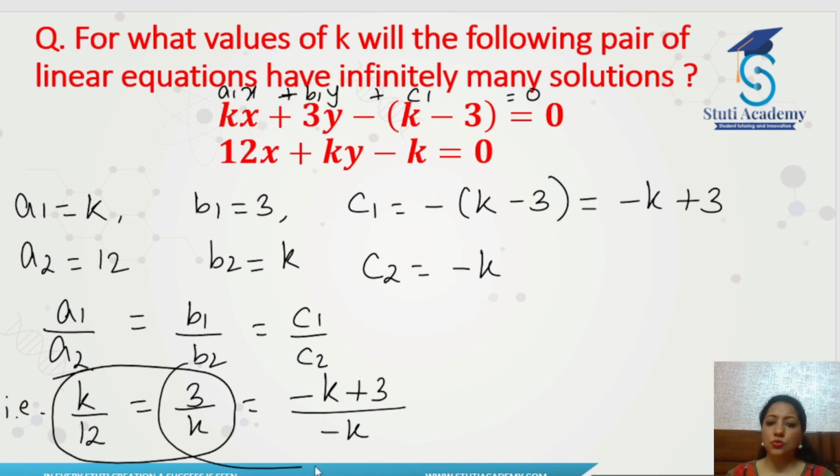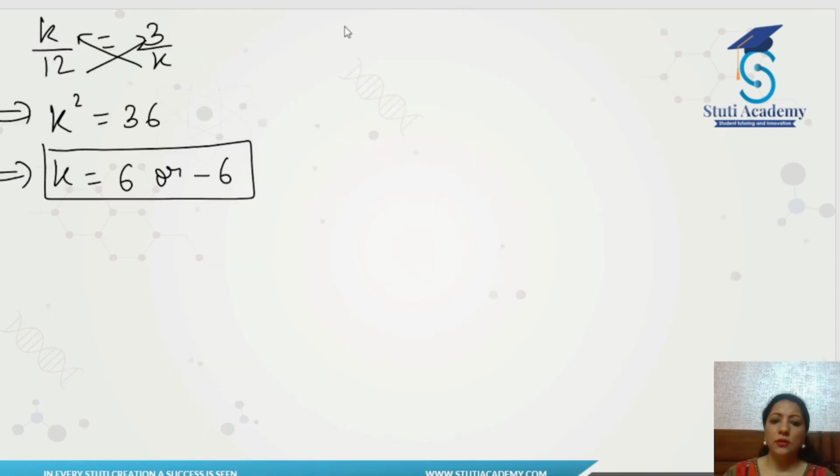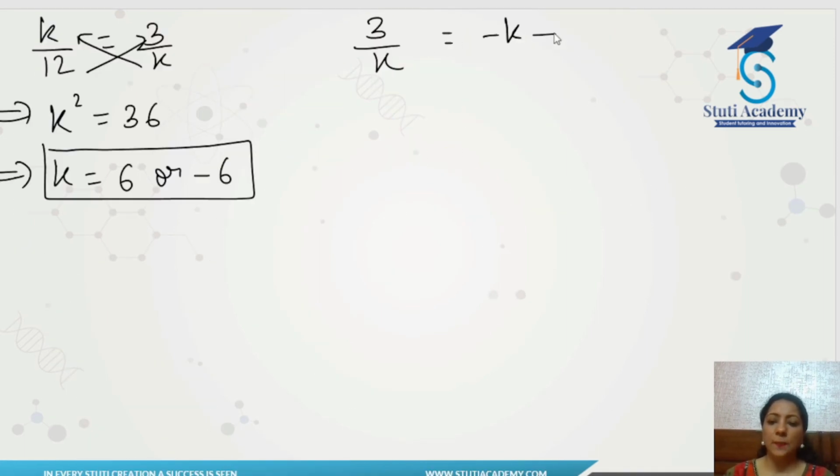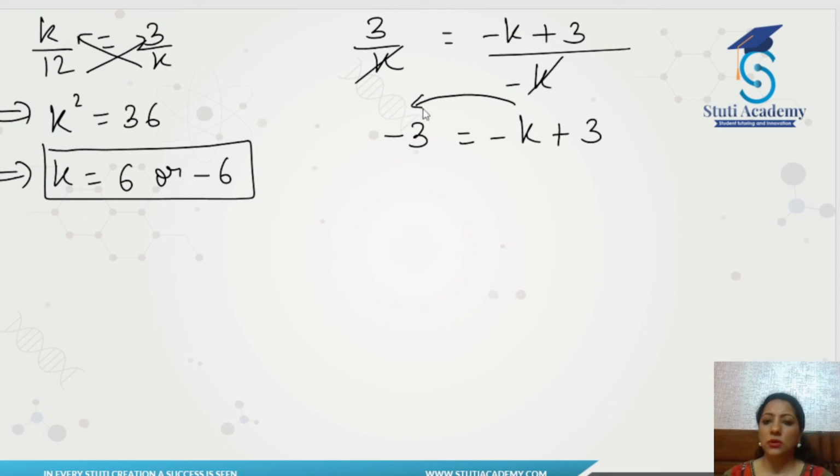Now let us take these two ratios. So we have 3 upon k and then we have minus k plus 3 over minus k. So we can cancel out these k's, and then the minus we can take here. This will get multiplied. We'll get minus 3 is equal to minus k plus 3. K we will take on this side and minus 3 we'll take on this side. So we have positive k is equal to 3 plus 3. So finally we have k is equal to 6.